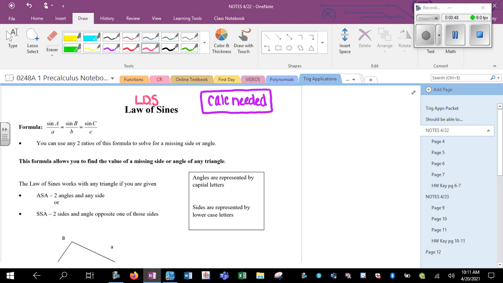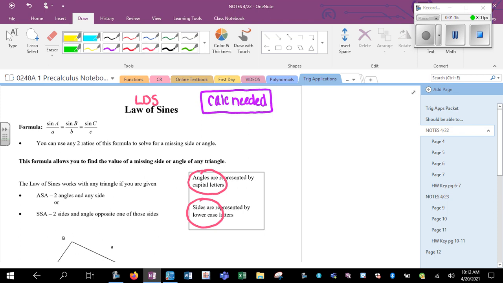It's important to realize that if it's a capital letter, that represents an angle, so you'll see that right here. And if it's a lowercase letter, that represents the side. These are always labeled in alphabetical order. So when you label, you'll label them as A, B, C, or P, Q, R, whichever variables you choose to use. It's important to note that the formula should not have two equal signs in it.